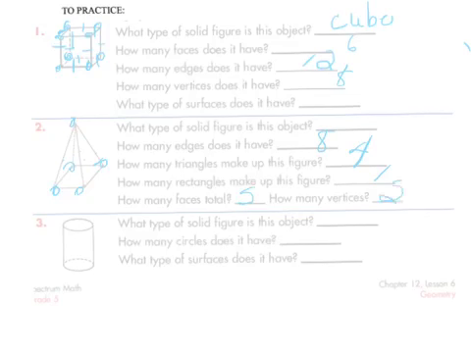Lastly, we have this object, which we call a cylinder. How many circles does it have? Well, it has 2. What types of surfaces does it have? It would have circles, and I guess this big one, if you were to spread it out into a net, would be a long rectangle.